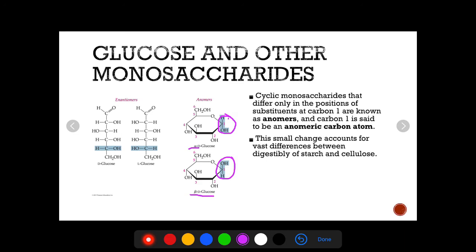So that small little change can account for a lot of differences when it comes to digestibility of starch and cellulose. So we're able to digest starch but not cellulose. And again, that's just that one little change in the position of the hydroxyl group.